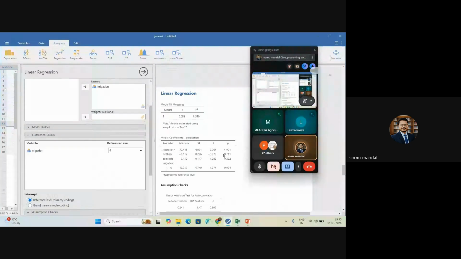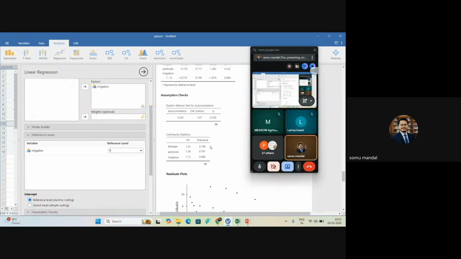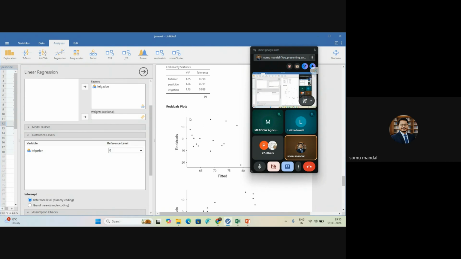This is called multiple linear regression analysis. So in your result section, you have to mention the model fit measures and model coefficient, and in your methodology section, you mention the assumption check section. A lot of terminology is associated with this. Regression itself needs a particular day in terms of a webinar or workshop. Regression is not a very small concept, it's a huge concept.